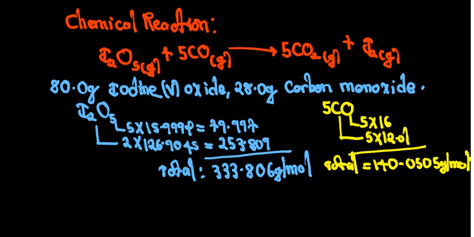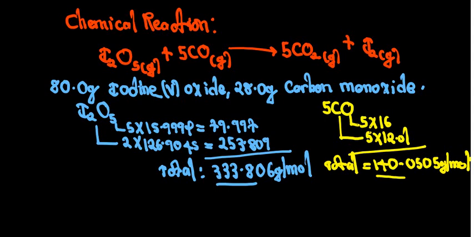I would love to mention that we've been given the 80 grams of the iodine oxide, and we've been given the 28.0 grams of carbon monoxide, and we just found out the molar masses of these compounds, these gases that have been given here. We found the molar mass of the iodine oxide, we have it here, and we also found the molar mass of the carbon monoxide, we have it here.